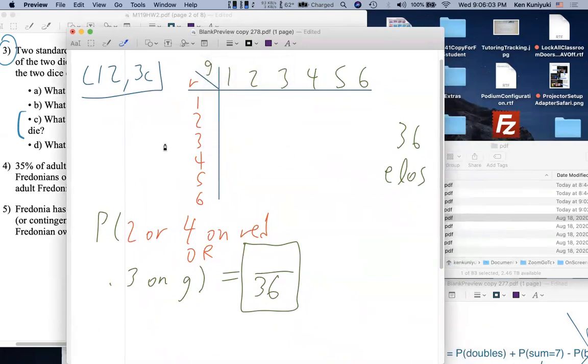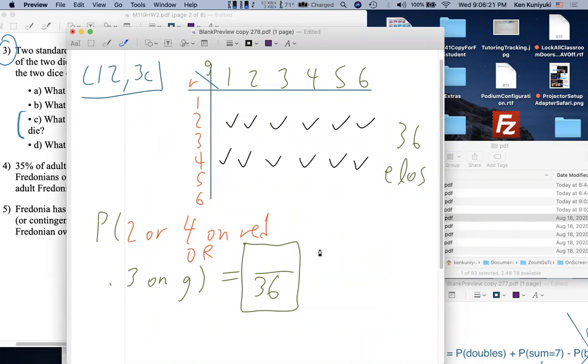Let's do it. 2 on red: check, check, check, check, check, check. 4 on red: check, check, check, check, check, check. 3 on green. Now that's this column over here. Check. Do I double count this? No. You're not supposed to. That's why I'm just counting pure check marks. Skip that because we already did it. Check. I already did that one. Check, check.